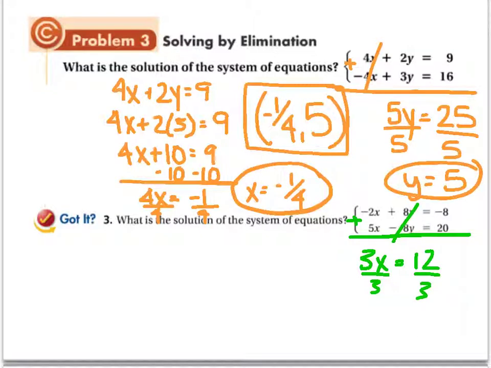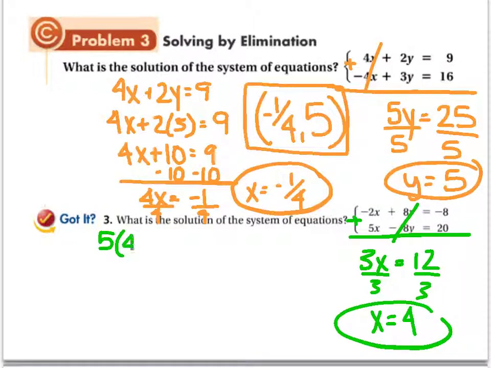Divide both sides by 3. x equals 4. And then just go back to one of your original equations. It does not matter which one. And plug in 4 for x.